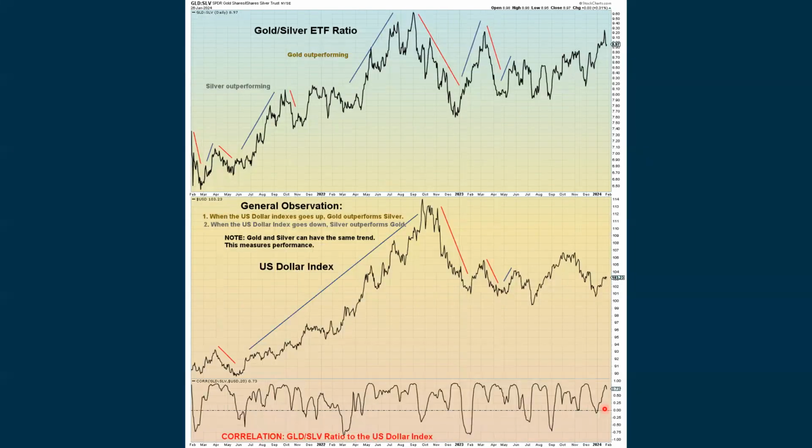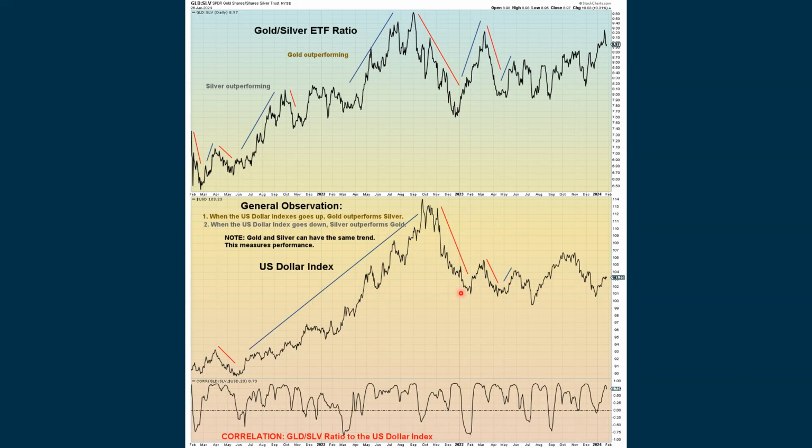Then we can do a gold to silver ratio study on top. That just, when this is going up, that means gold is outperforming. When this is going down, that means silver is outperforming. And then what's interesting about this is we can put the US dollar index down below, and we're seeing that there's a fairly strong relationship between the top chart and the middle chart as they're getting stronger in their relationship with each other. And some general observations that we can make here is when the US dollar index is going up, like it was here, that means the gold is outperforming silver. When this is going down, that means that silver is outperforming gold.